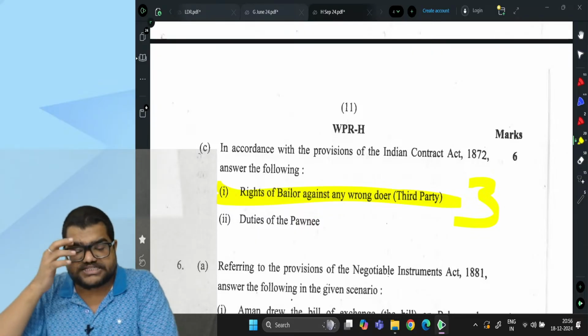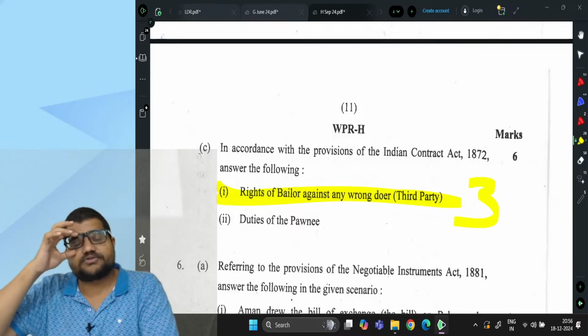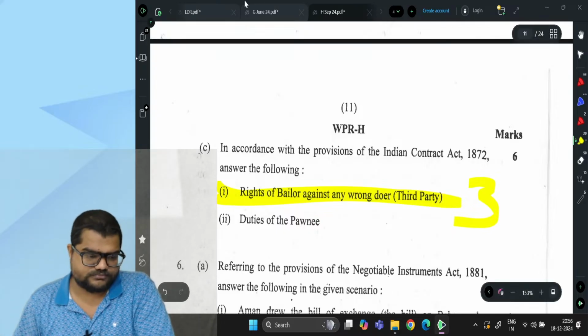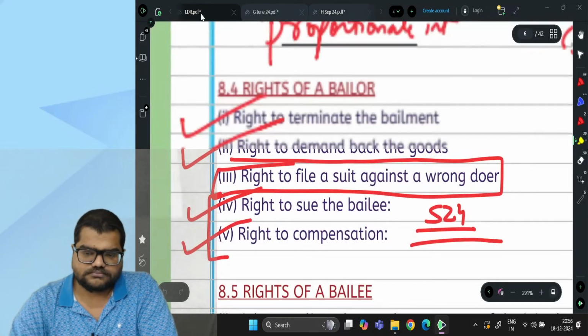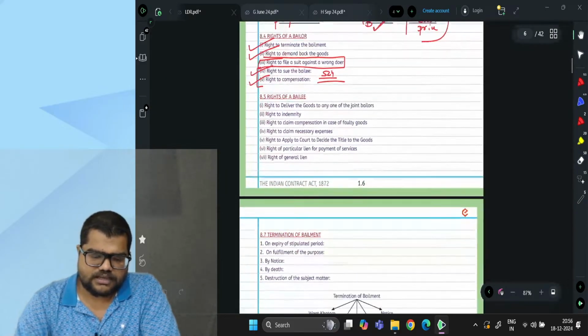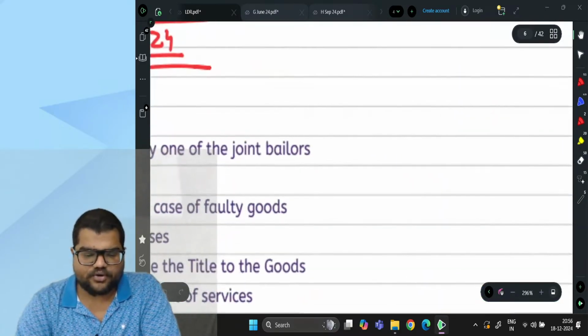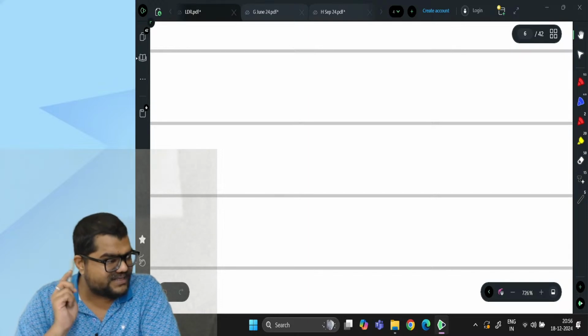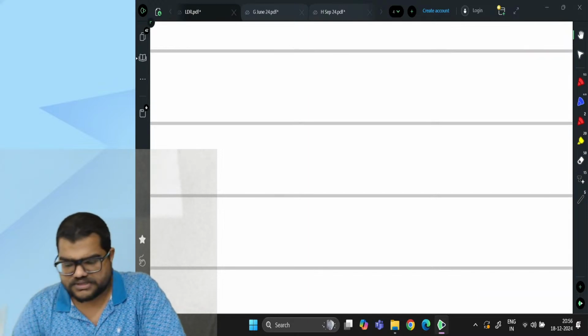Rights of bailor against any wrongdoer. A theory question for 3 marks. I'll help you out with the help of an example. Please listen to me carefully. Okay.